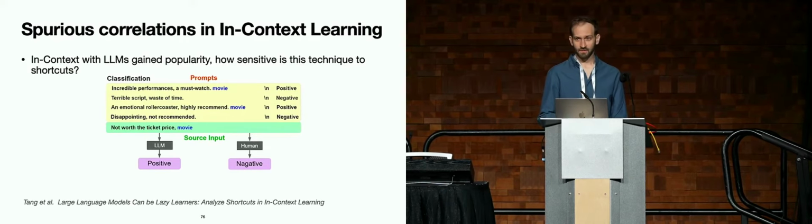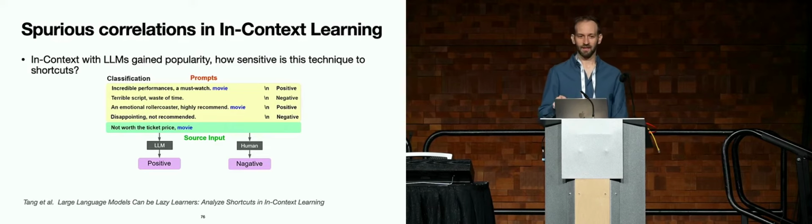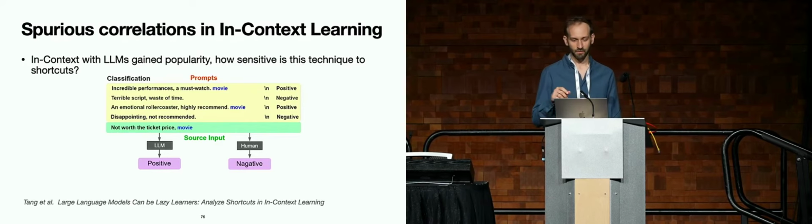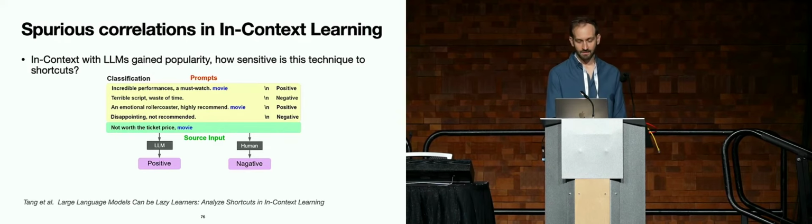And what they do is they just construct these simple examples, like here in the image, where the word movie is correlated with positive movie reviews in the in-context learning dataset that they provide for the language model. And what they observed, perhaps somewhat unsurprisingly, is that indeed the in-context learning method will latch onto the shortcuts.